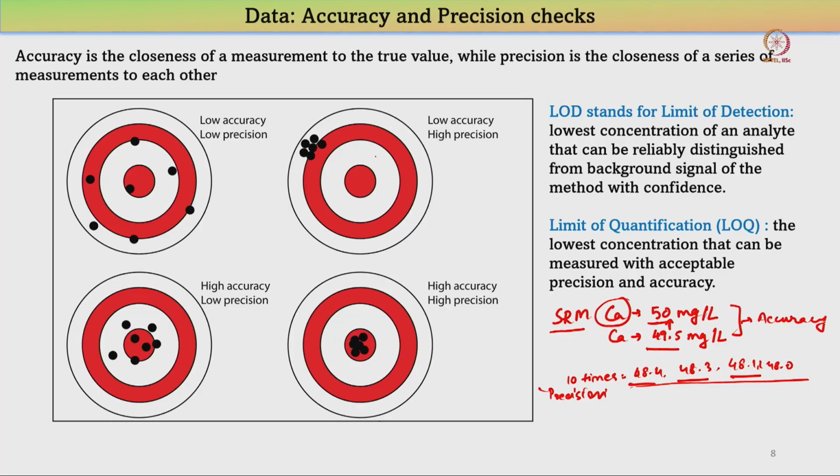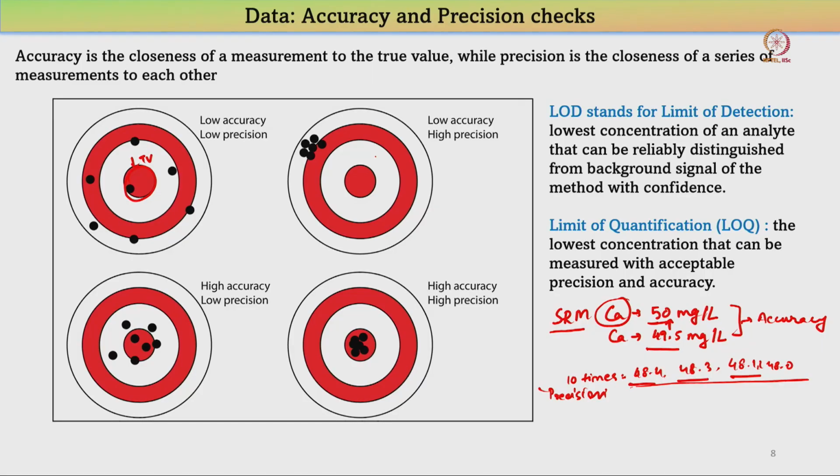If I look at this graph, suppose the inner circle is my true value. I take multiple measurements, and I have one here, one there, all over. So this means it is not only not accurate, but it is also not measuring precisely.